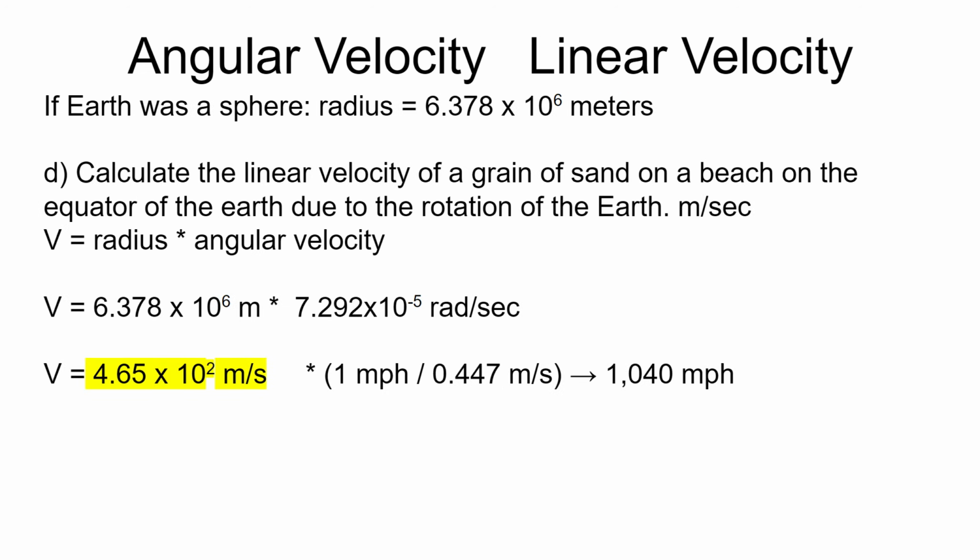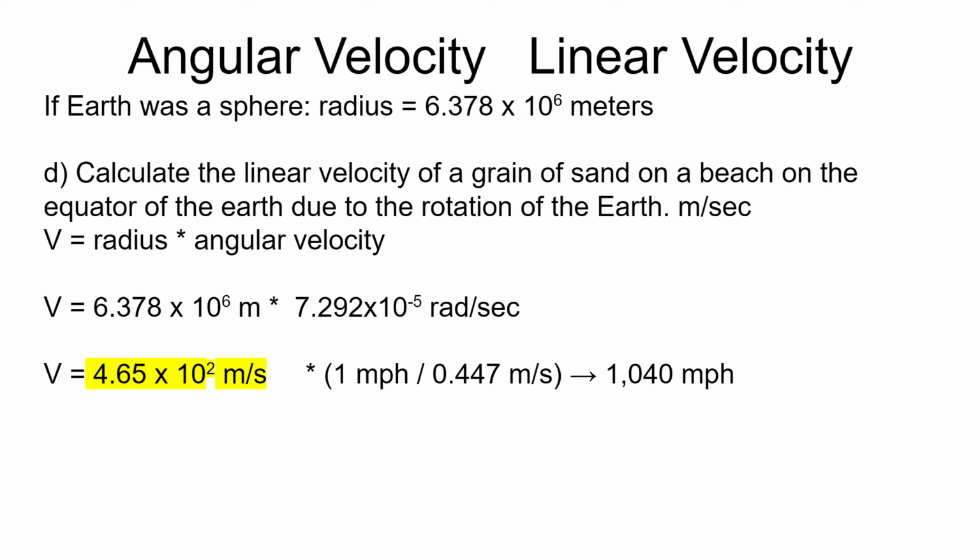What about the linear velocity at the edge of the Earth, on the equator of the Earth, for this grain of sand? Well, again, V equals R times omega, radius times angular velocity. 6.378 times 10 to the 6 meters for the average radius of the Earth. Then we have our omega, the angular velocity we calculated earlier. And I'm rounding off here, 4.65 times 10 to the 2 meters per second. Again, to put this into something we're more used to, miles per hour, 1,040 miles per hour.